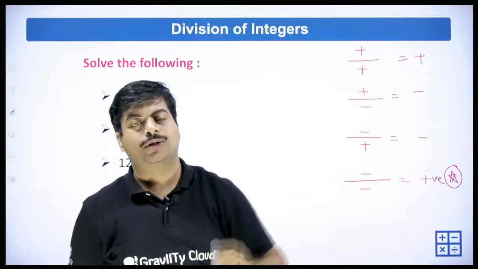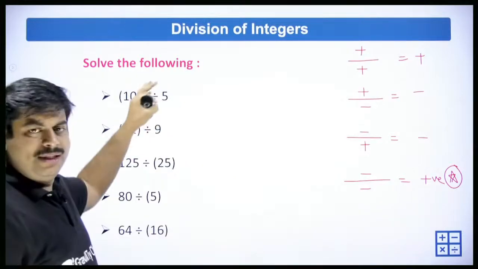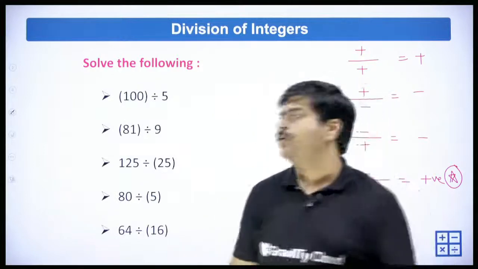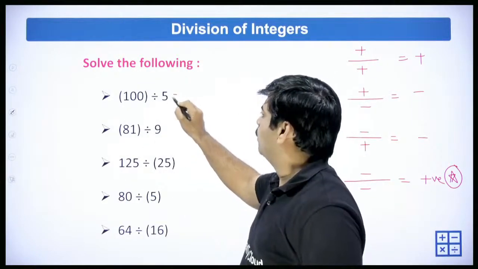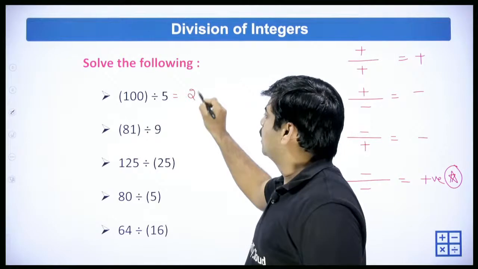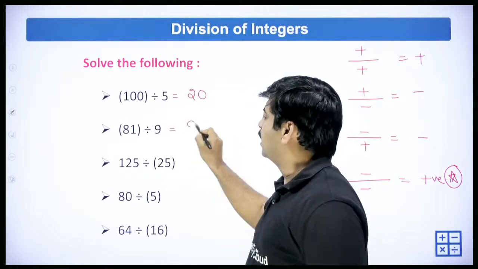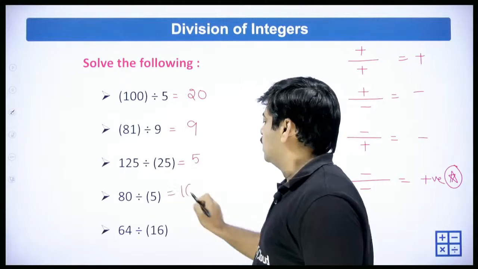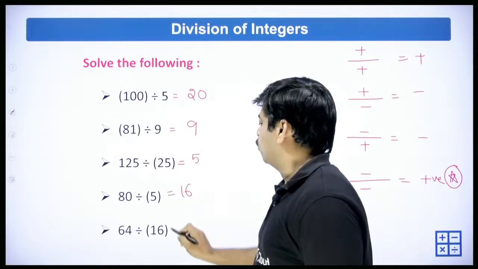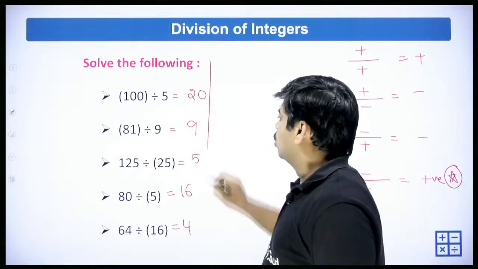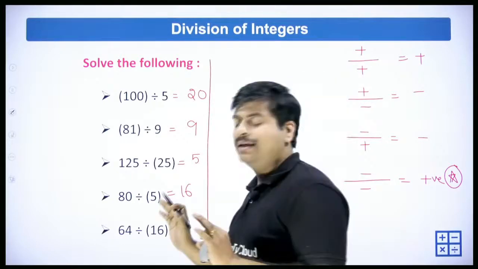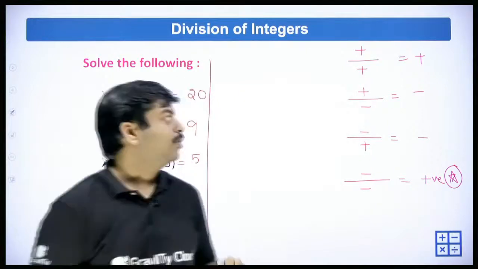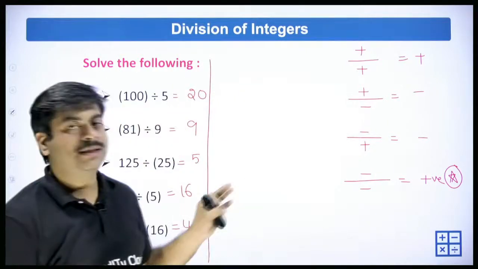Okay. So the next one, 100 divided by 5. These are all general positive numbers. What is 100 divided by 5? 20. 81 divided by 9 is 9. 125 by 25 is 5. 80 by 5 is 16. 64 by 16 is equal to 4. So all these calculations are easy, just straightforward positive numbers. But now we need to discuss negative values also, correct?